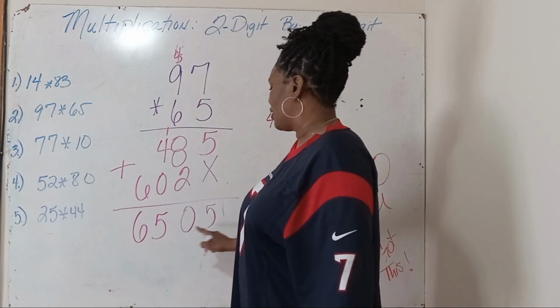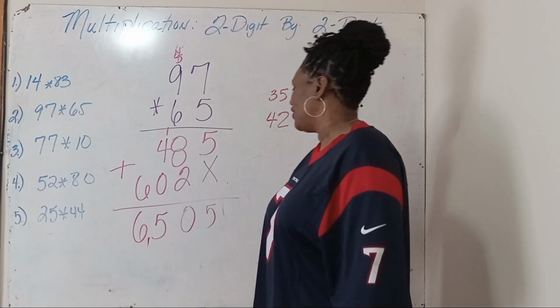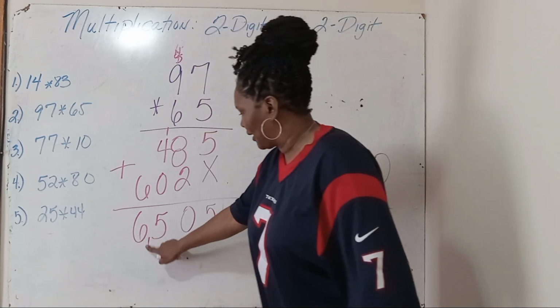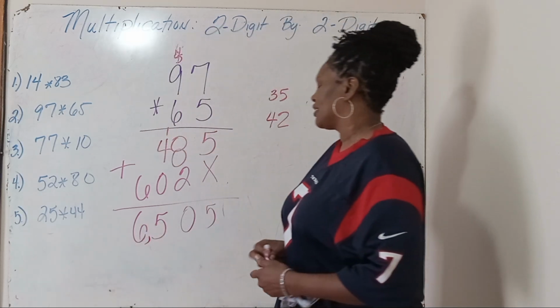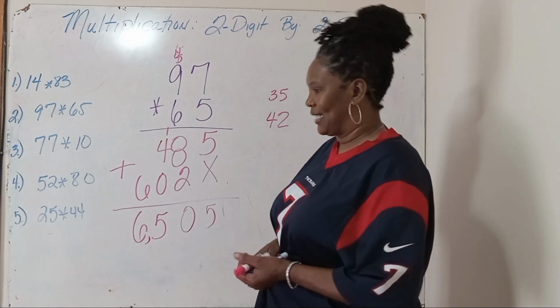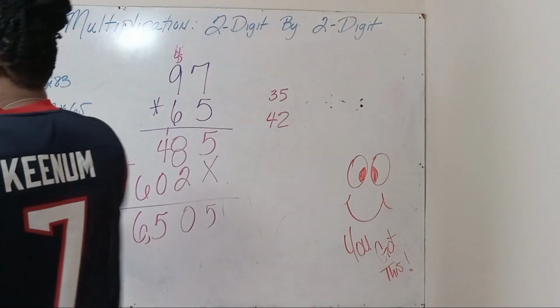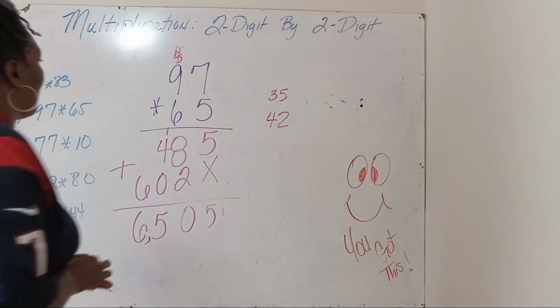Then I say 1, 2, 3, comma. My answer is 6,505. Let's make that comma look more like a comma instead of a small 1. Comma. 6,505 is my answer. Good deal, guys. All right. Next problem.